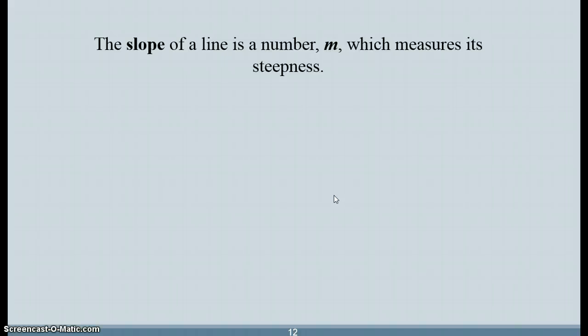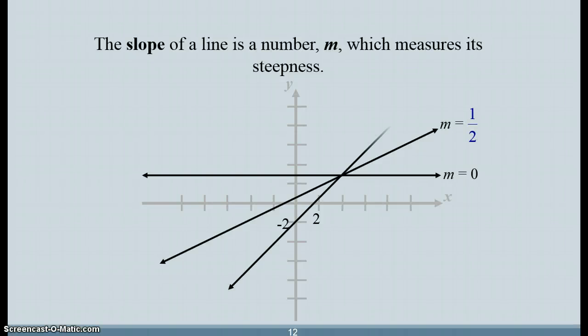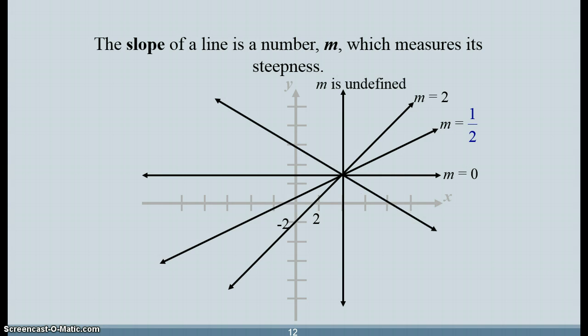The slope of a line is a number m which measures its steepness. So again, we can find several different ones, anywhere in our Cartesian plane. We can find 0, 1/2, 2, depending on what you get, right? And check this out, this is -1/4 because you're going down.